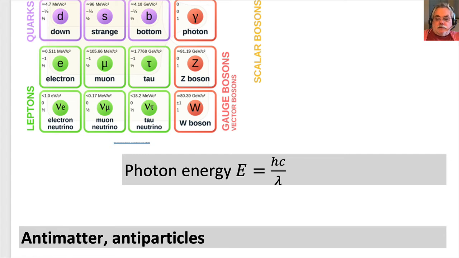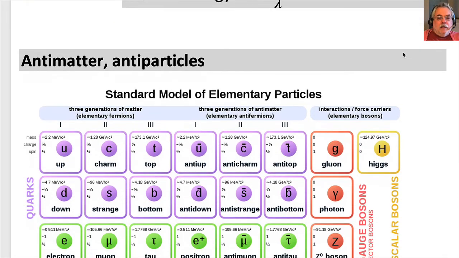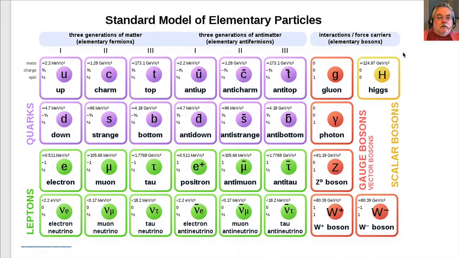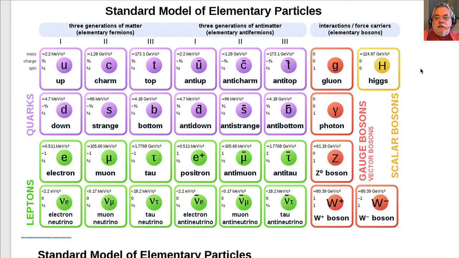Antimatter and antiparticles. This chart is for the matter version of the elementary particles. Each fermion also has an antimatter version with the same mass and spin, but negated electrical charge, and for quarks, negated color charge, which we have not talked about yet. Here is an expanded chart showing the antifermions.